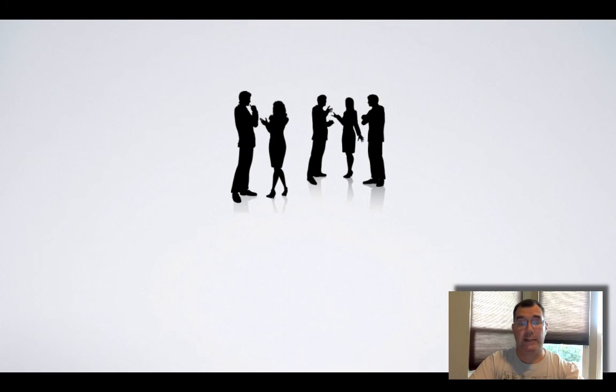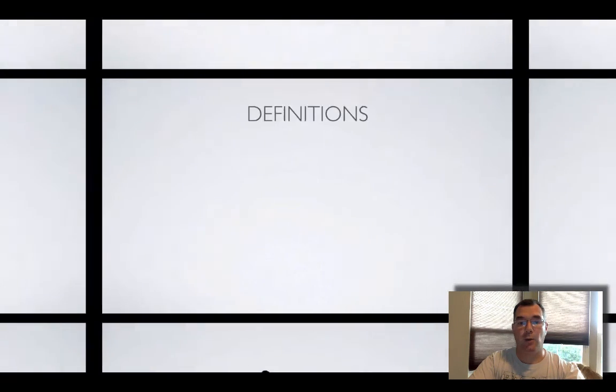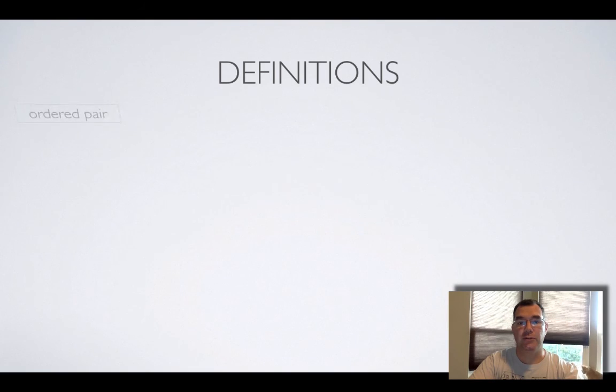Hello again. We are going to continue our discussion of Chapter 1 of Algebra 1 by talking about relations and what those are and how we can use those. First of all, let's define what an ordered pair is.